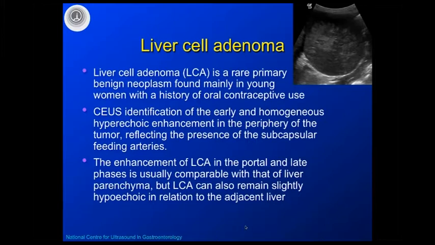This is a fairly rare neoplasm and mainly found in young women with a history of oral contraceptive use. And CEUS identification of the early and homogeneous hyperechoic enhancement in the periphery of the tumor reflects the presence of subcapsular feeding arteries that we should look for. Typically, the enhancement of these lesions in the portal and late phases is comparable with that of the liver parenchyma and the surroundings, but in some cases it can also remain slightly hypoechoic in relation to the adjacent liver because there are fewer portal vein systems in these tumors typically, as also shown by Professor Dietrich.